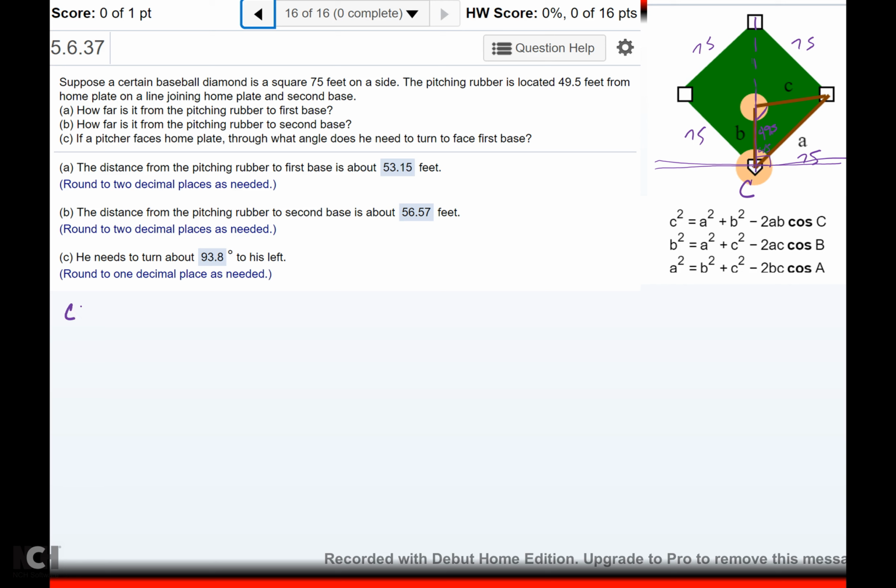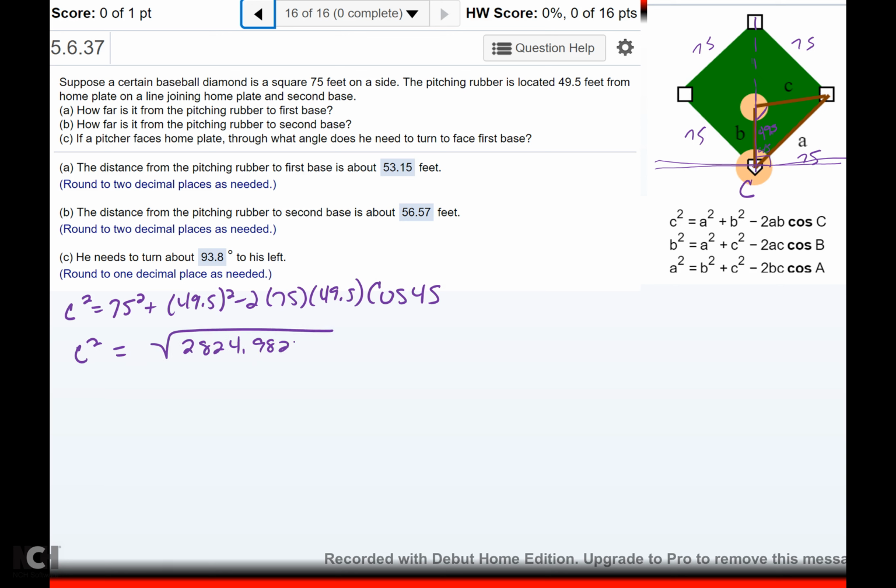So I have c squared equals 75 squared plus 49.5 squared minus 2 times 75 times 49.5 times cosine 45. That gives me c squared equals 2,824.98215, and taking the square root, c is 53.15. So the distance from the pitcher's mound to first base is 53.15. Okay, so now it wants me to figure out the distance from here to here. Let's call that, I don't know, X.